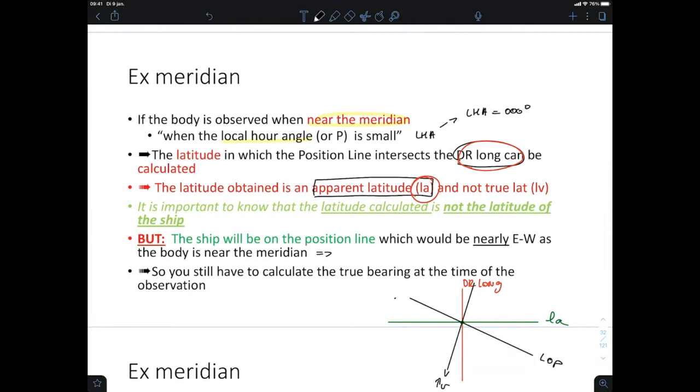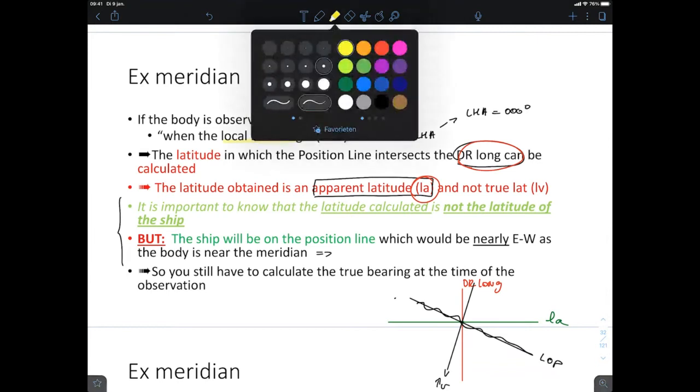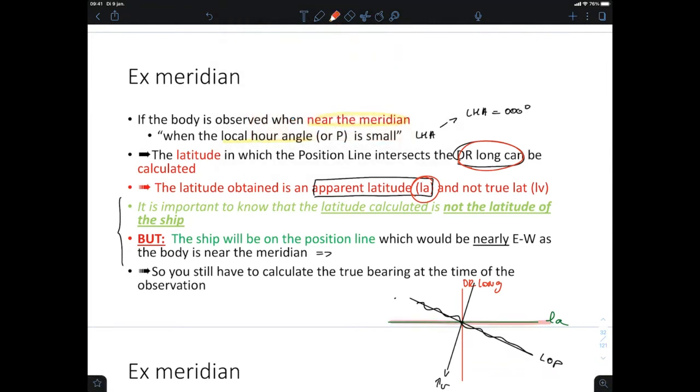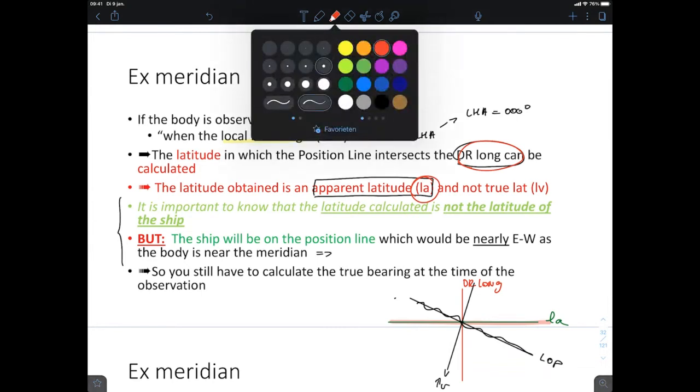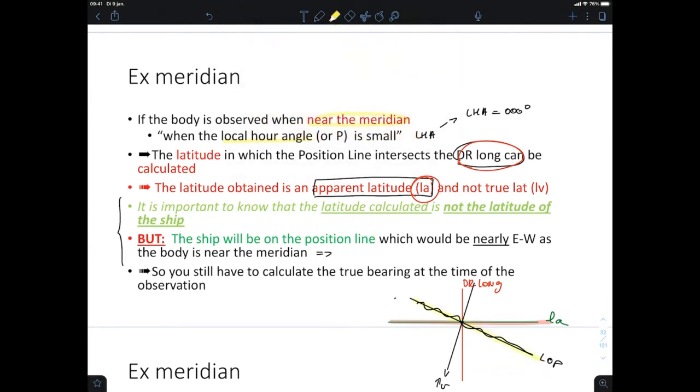And so the ship, that is what is explained here, the ship will be somewhere along this line of position. Okay, we will not be on this line. This is our calculated latitude, but this calculated latitude will tell us where to draw the line of position. And so our ship will be somewhere along the line of position. The ship will be on the position line, which is this one here, and it is nearly east or west. It's not exactly east or west because our sun is not really at the moment of culmination.